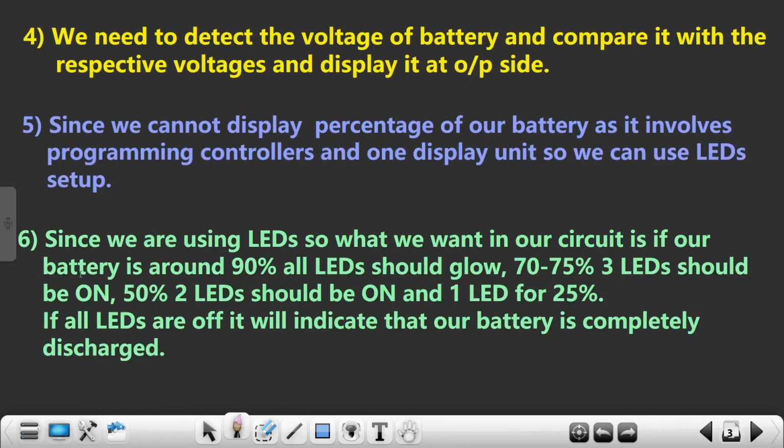In fact, you can see, if my battery is around 90%, that means around 8 volts, right, then all the LEDs should glow, or they should be in on condition. Glow means they should be in on condition. This is what I had clearly mentioned, right?